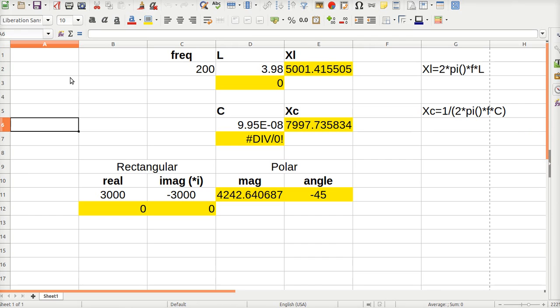In my last video, we used a circuit where we had an inductance and a frequency such that our inductive reactance was 5,000, our capacitive reactance was 8,000, and so it was a series circuit. So we had a real and imaginary part. Works out to be 3,000 minus 3,000, and this is what it is in polar.